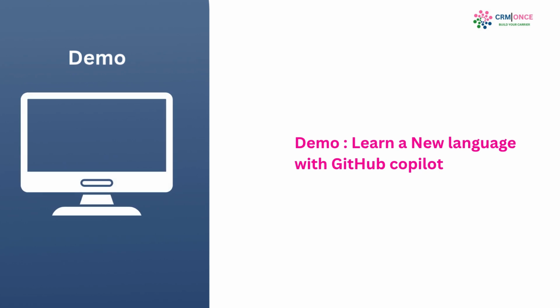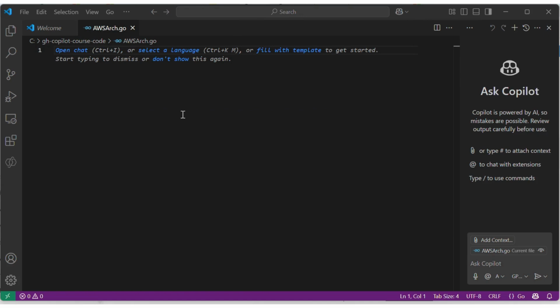Next, let's explore how you can learn a brand new programming language using GitHub Copilot. And we'll do this using something familiar, the cloud. Let's begin by opening Visual Studio Code. Now here, I have a file named awsarch.go. This is a blank Go file. And just to show you how new this is, I don't even have the Go extension installed yet.